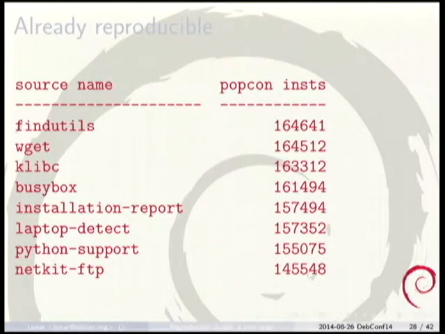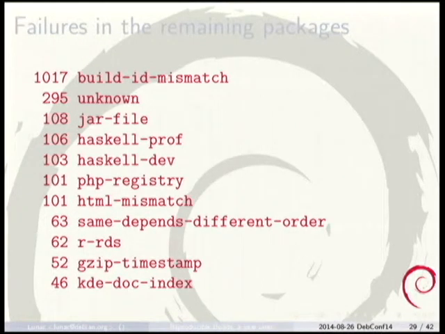To give you a couple of examples with that setup, findutils was reproducible, wget, calypso, busybox, python-support. So that's a couple of packages that were working well. For the failures that we identified in the remaining packages, the top failure is the DWARF file still having a mismatching build ID between the two builds, which probably is because of the build path. So either the package is not calling dh_strip, or the build path is encoded in a way that the trick we used didn't work.